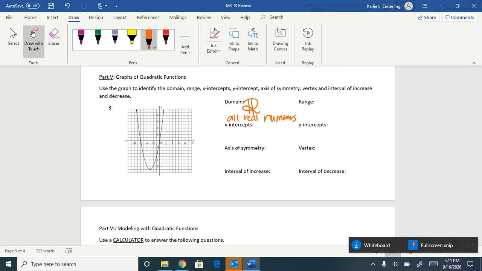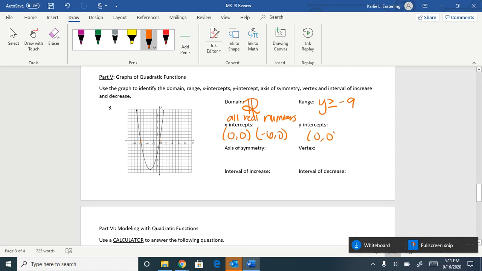Our range, so some people are struggling with range, and this is when y is greater than or equal to -9. And the reason for that, you kind of got to look at this, and I always think about it verbally, but all of our y values are greater than -9 here. So because the y values are greater, it is going to be y is greater than or equal to -9. Our x-intercepts are right here, and they are (0, 0) and (-6, 0).